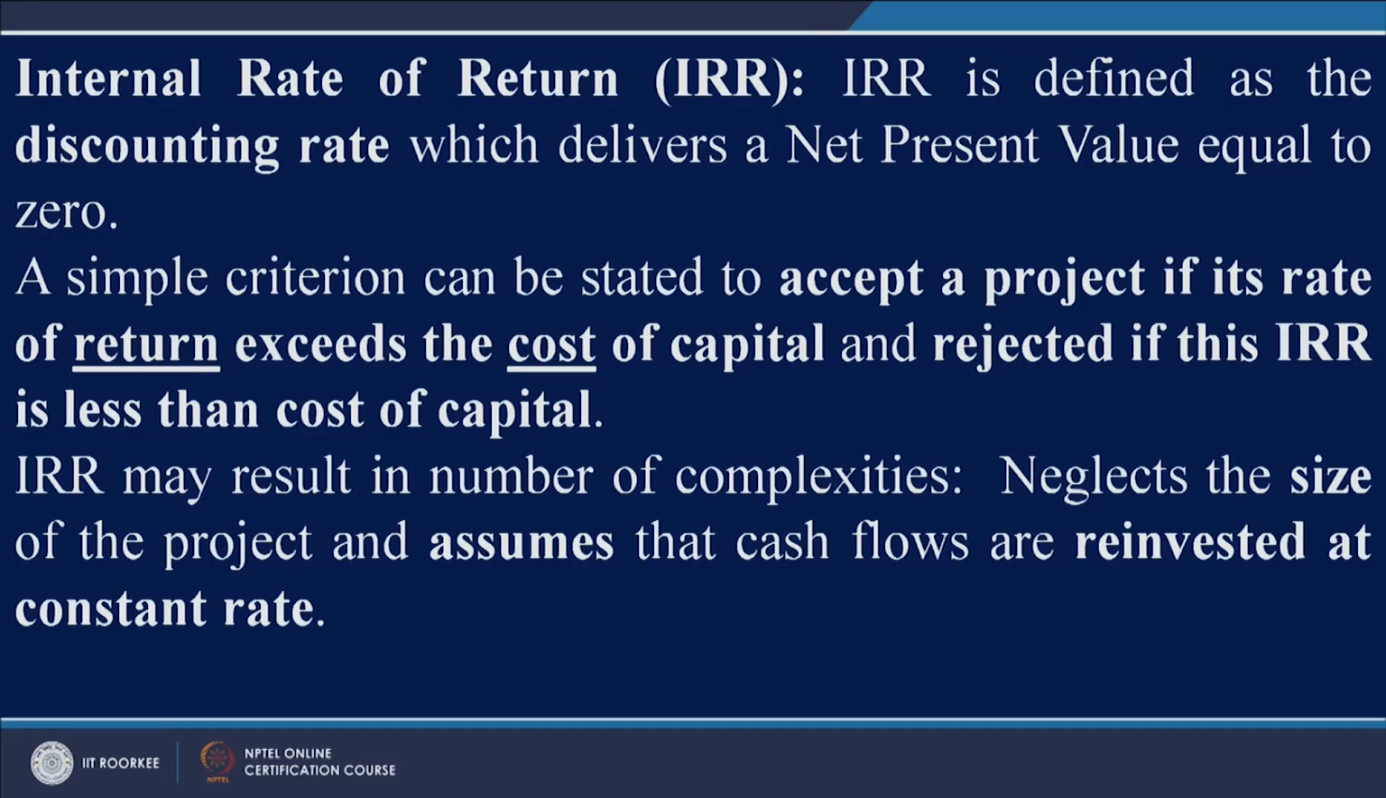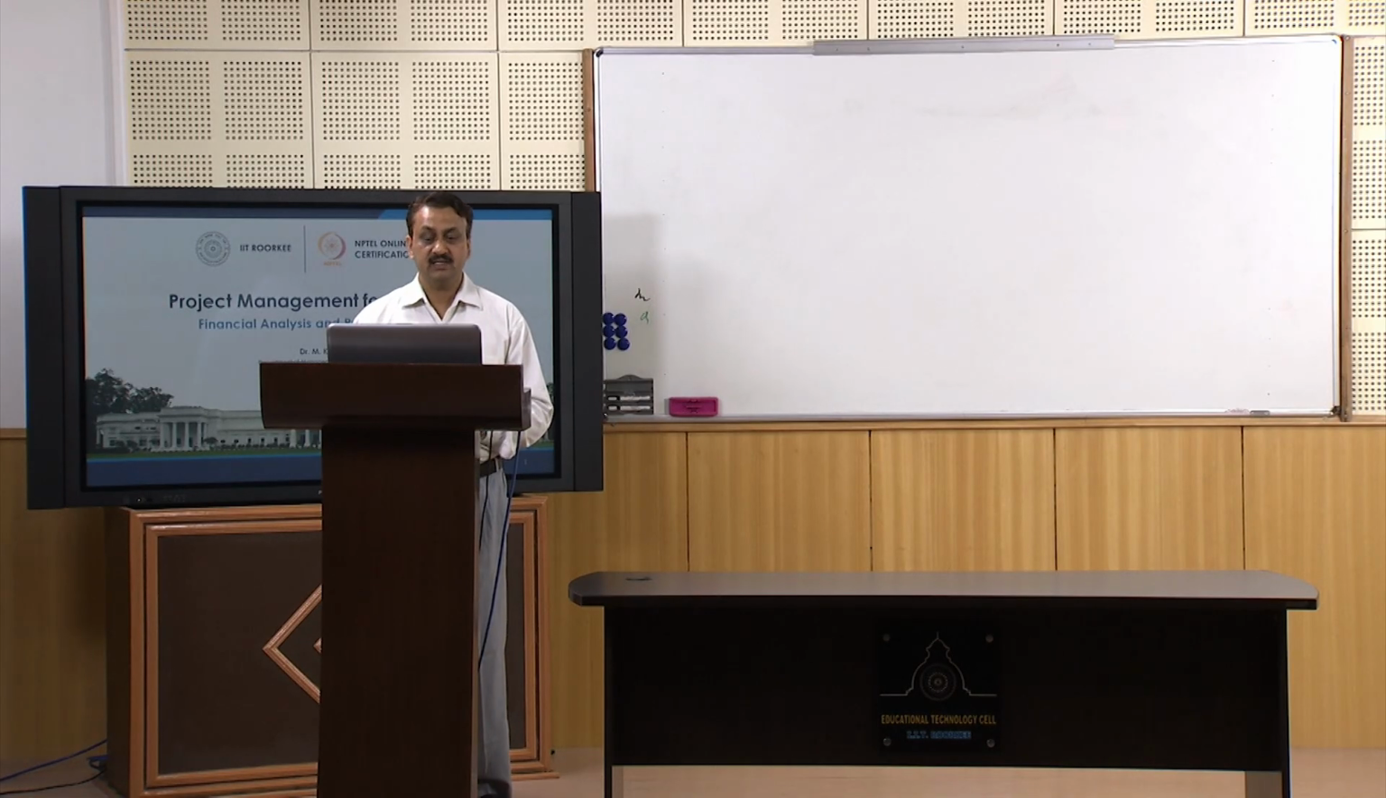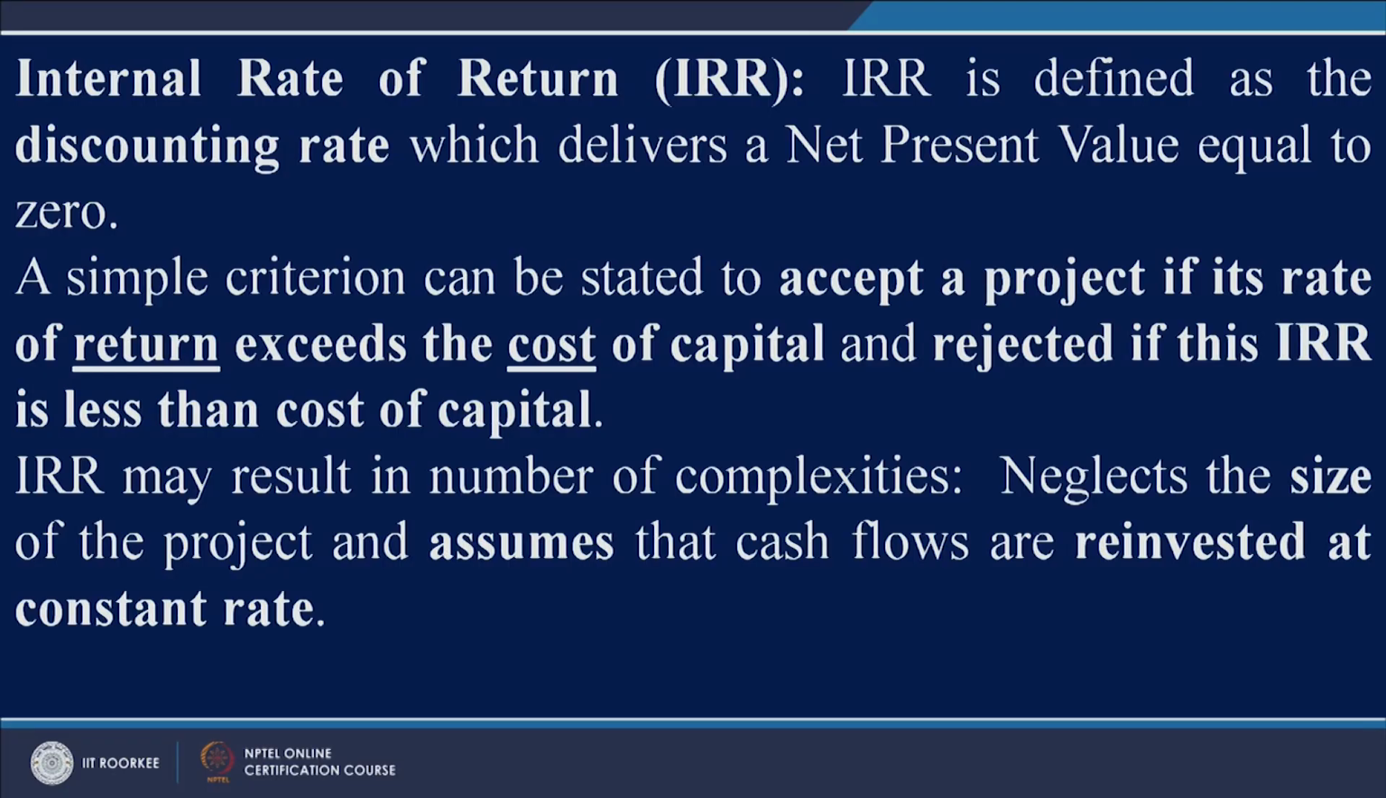A simple criterion can be stated: accept a project if its rate of return exceeds the cost of capital. So, if cost of capital is more than IRR, then you should reject that project, otherwise it should be accepted, right. As it is written very clearly here, rejected if this IRR is less than cost of capital, right.